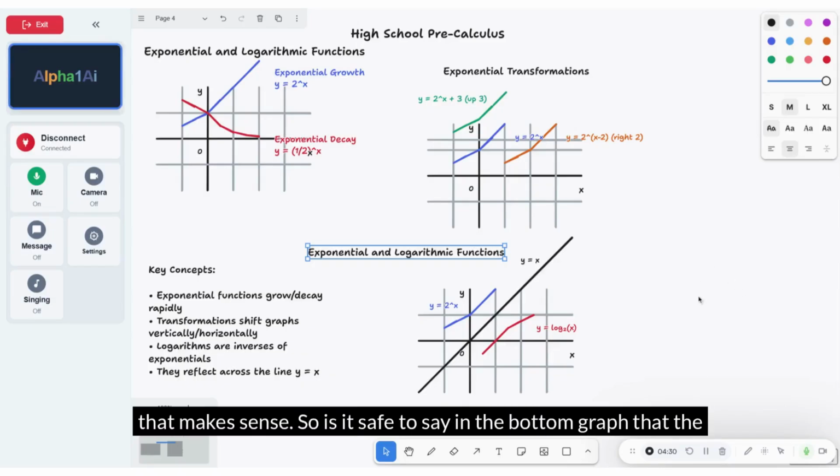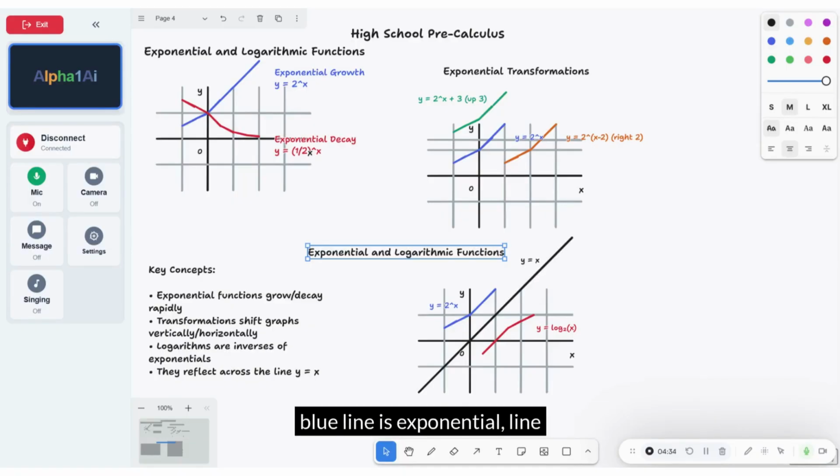That makes sense. So is it safe to say in the bottom graph that the blue line is the exponential line and the red line is the logarithmic line?